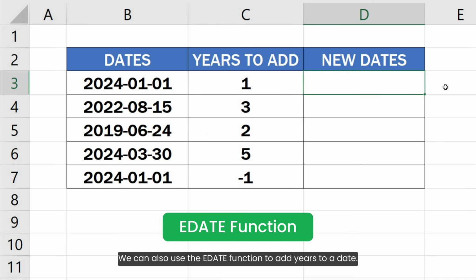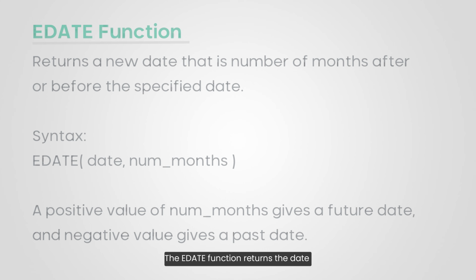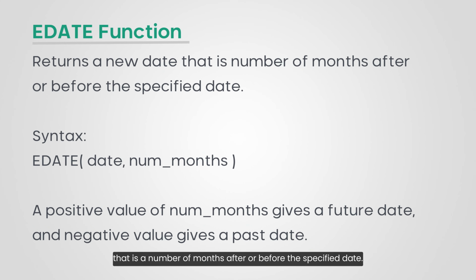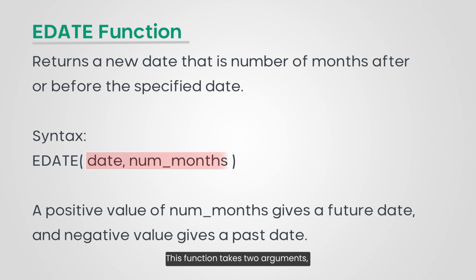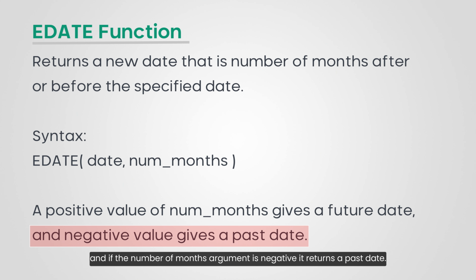We can also use the EDATE function to add years to a date. The EDATE function returns the date that is a number of months after or before the specified date. This function takes two arguments, a valid Excel date and a number of months. If the second number of months argument is positive, it returns a future date, and if the number of months argument is negative, it returns a past date.